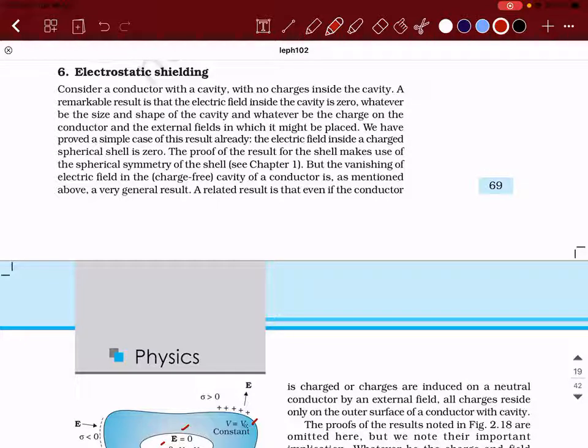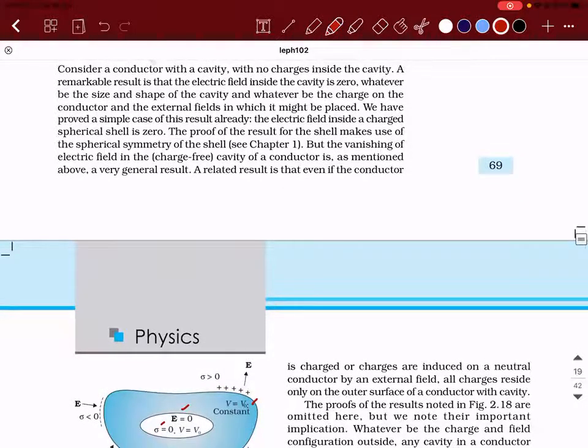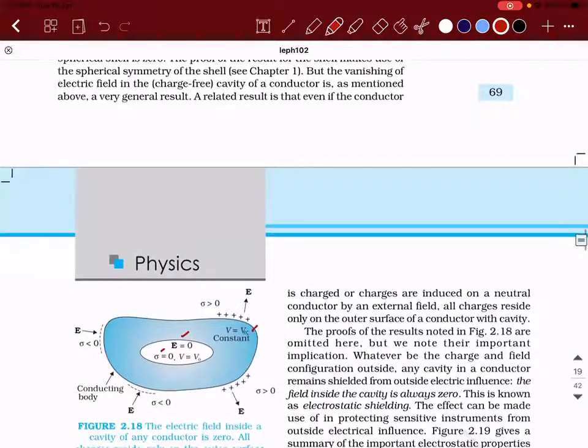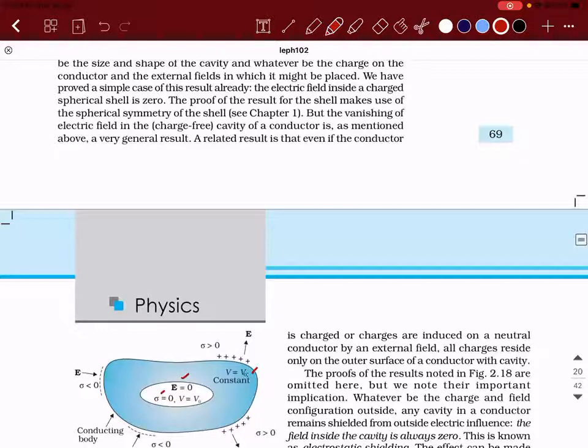Whatever be the size and shape of the cavity, and whatever be the charge on the conductor and the external fields in which it might be placed. So we have proved in a simple case of this result already. The electric field inside a charged spherical shell is 0. Do you remember this? Why is it so? Because there will be no charge. I told you, right? There is no mass, so there is no charge inside, and hence it will go and reside on the surface, right? The electric field is zero. So the proof of this result for the shell makes use of the spherical symmetry of the shell. But the vanishing of electric field in the charge-free cavity of the conductor is, as mentioned above, a very general result. Okay, I'll come to that point.